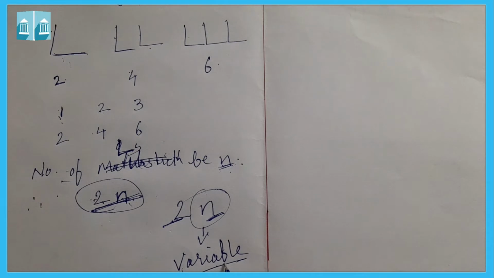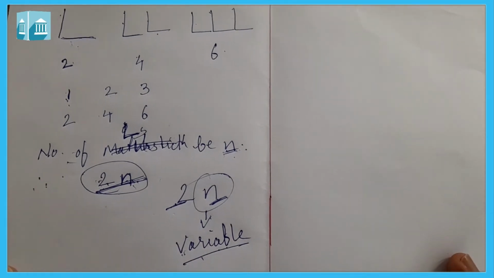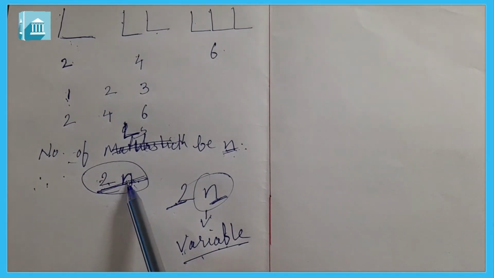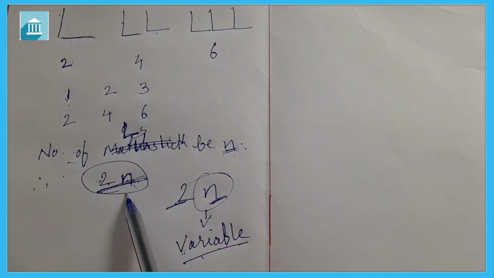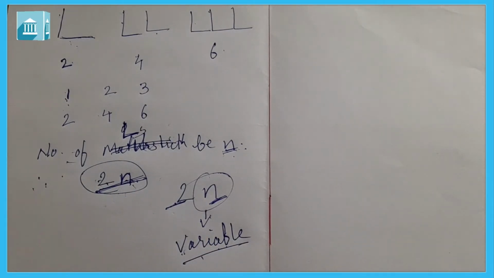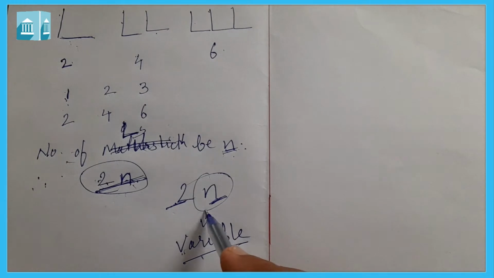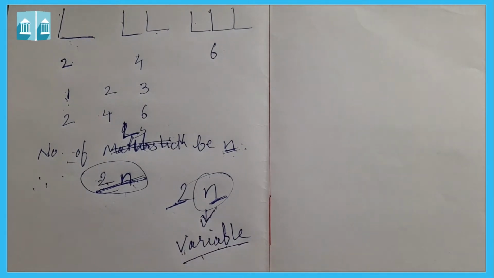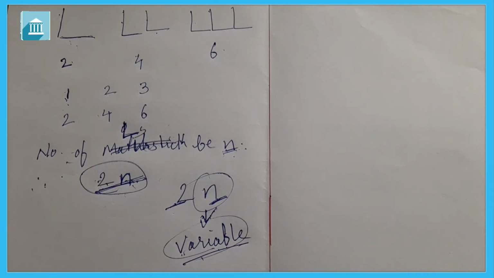Why does n not have any fixed value? Because n यहाँ पर हम कुछ भी ले सकते हैं. 1 ले सकते हैं, 2 ले सकते हैं, 3 ले सकते हैं, 50 ले सकते हैं, 100 ले सकते हैं. ठीक है. तो n does not have any fixed value, and we can say that a variable does not have any fixed value and it can take any value: 1, 2, 3, 4.